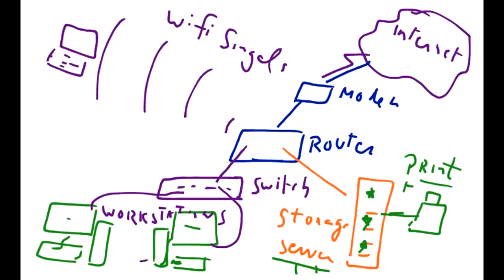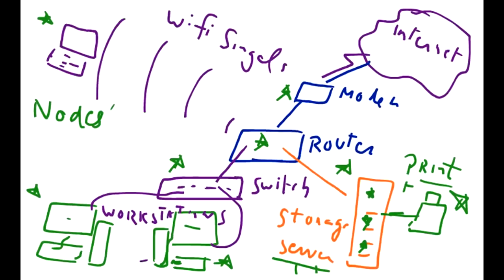So friends, we have already discussed that this laptop, these workstations, this switch, this router, this modem, our server, and our printer are all called nodes. And this copper cable through which our modem is connected to the internet, this copper cable, these Wi-Fi signals, they are all used for communication between different devices, so that different devices can communicate with each other. Therefore, we call them communication media.